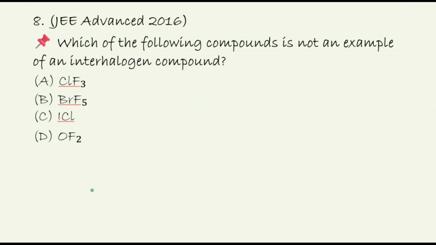This JEE Advanced 2016, which of the following compounds is not an example of interhalogen compound? What are interhalogen compounds? The compound formed between halogens itself, right? Say for example BrF5, ICl and ClF3. But what about this guy, OF2? Oxygen is not in the halogens. That is different family, isn't it? So it is the answer to this question.